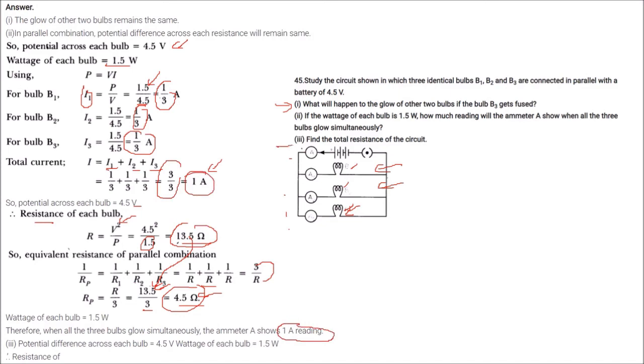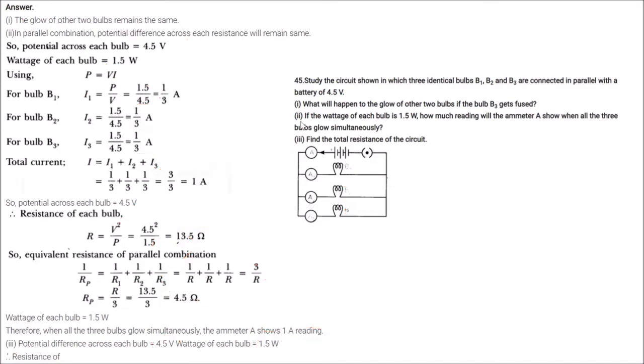We have already seen the circuit, and we can find out the potential difference of each bulb like this. As we saw, 4.5 volt, wattage is 1.5, and we know how to find out the resistance, right? Study the IV graph of 4 conductors A, B, C, D having resistance RA to RD respectively, and answer the following. This is A, B, C, D, this is V, this is I.